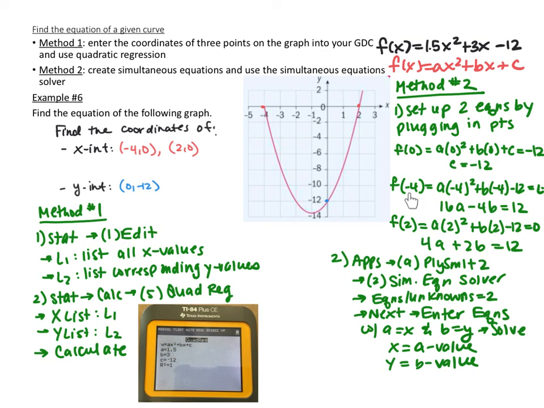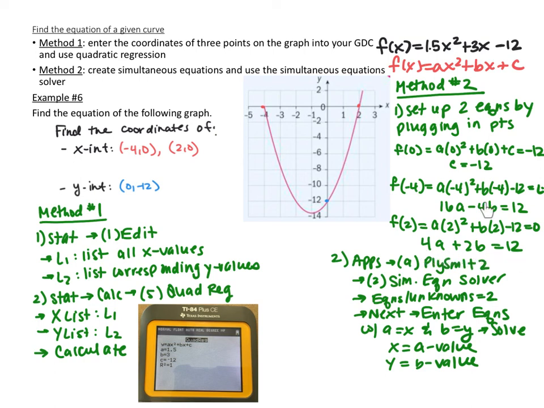Then I also plugged in -4. We don't know a, so we have a times (-4)² plus b times -4 minus the c value we just found, 12, is equal to the y-coordinate at -4, which is 0. So now we have an equation: 16a - 4b = 12. And I did the same thing with (2, 0). I plugged in 2 for x, so a times 2² plus b times 2 minus 12 is equal to 0. Therefore 4a + 2b = 12.